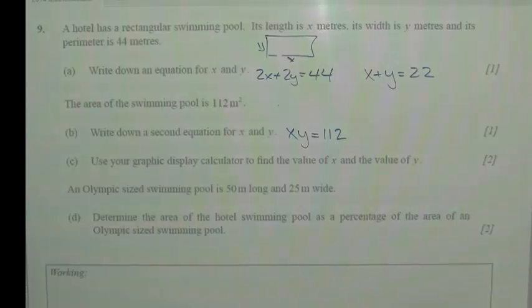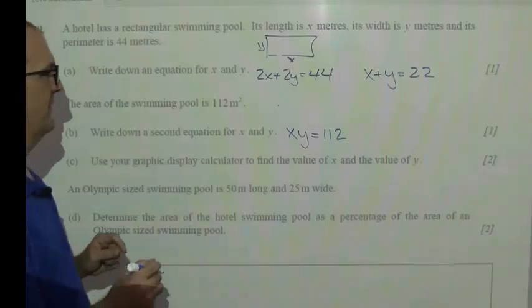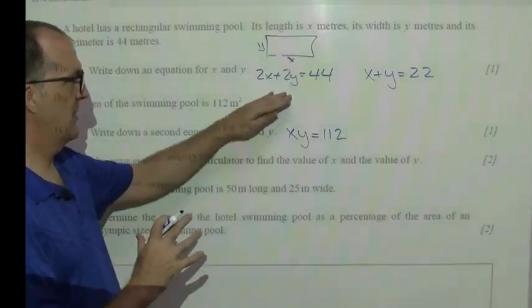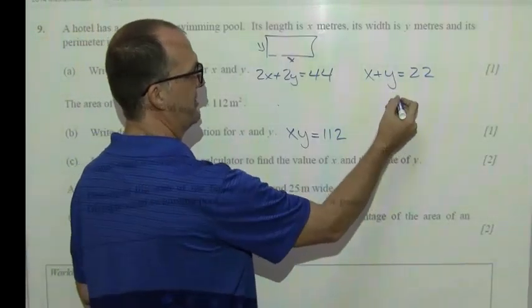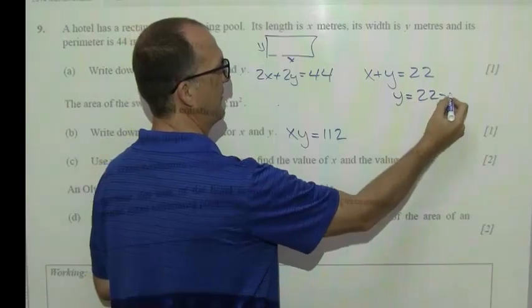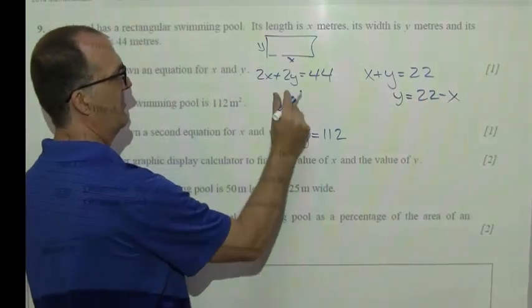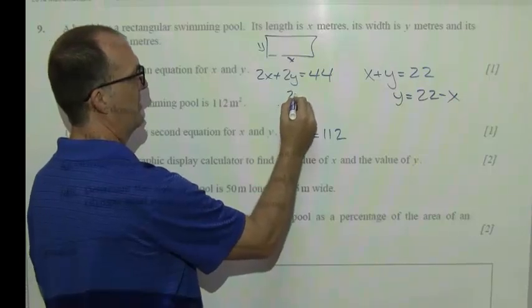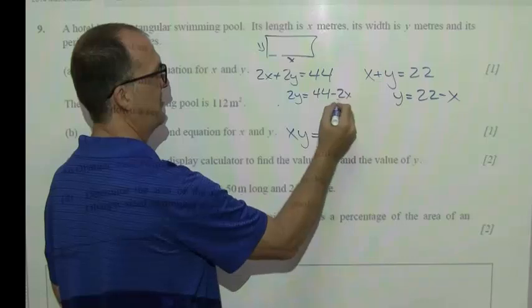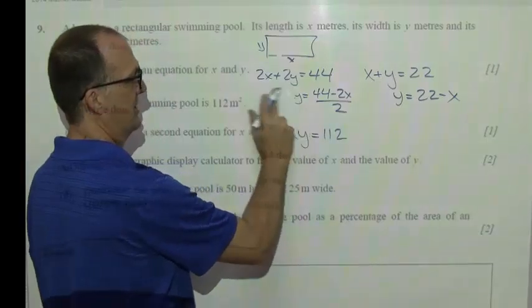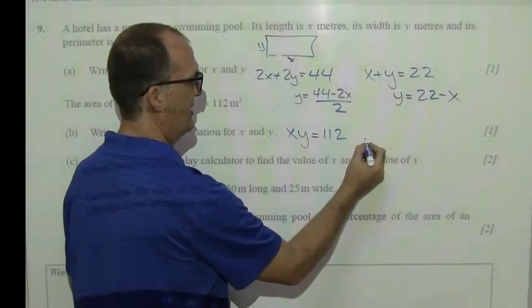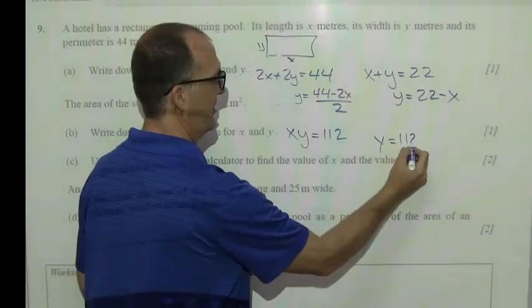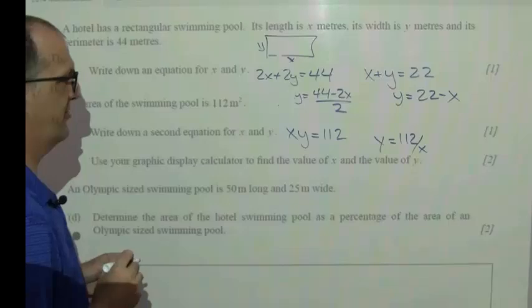So essentially, easiest way probably to do this is to graph these two equations. However, your calculator, you're going to have to rearrange these to say y equals. And using this one, it's actually kind of quick and easy to see that we have 22 minus x. Rearranging this one, I can say 2y's 44 minus 2x, and then divide by 2 to cancel out multiplying by 2. Use that equation. Down here, rearranging, we have to divide by x, so y is 112 divided by x.